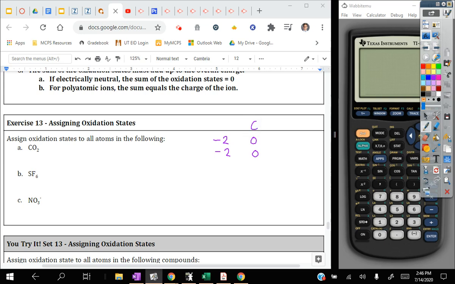And carbon, we do not know carbon's oxidation state yet, but we see that this is a neutral compound, so when I add these together, I have to get 0 to make up my CO2. If I have a total of -2 and -2, that means -4. To get back to 0, carbon must have an oxidation state of +4. So C is a +4, and each oxygen is -2.